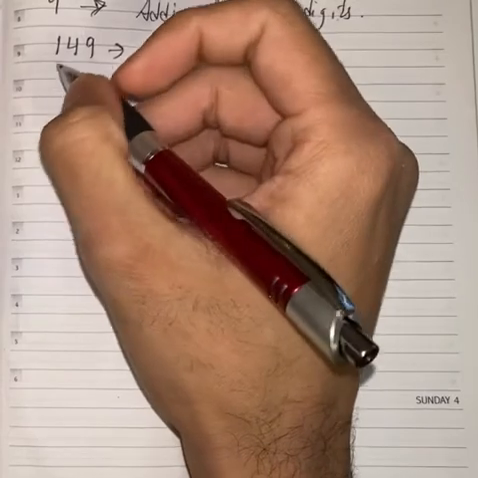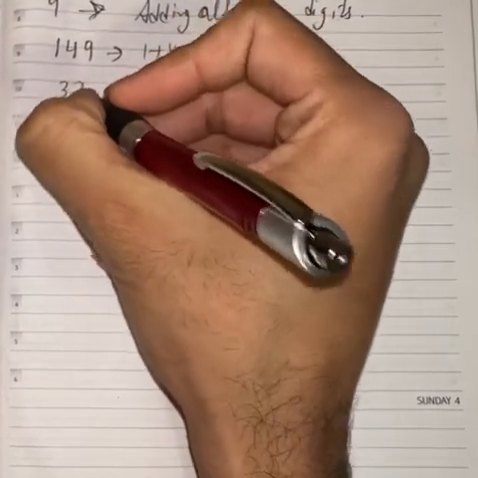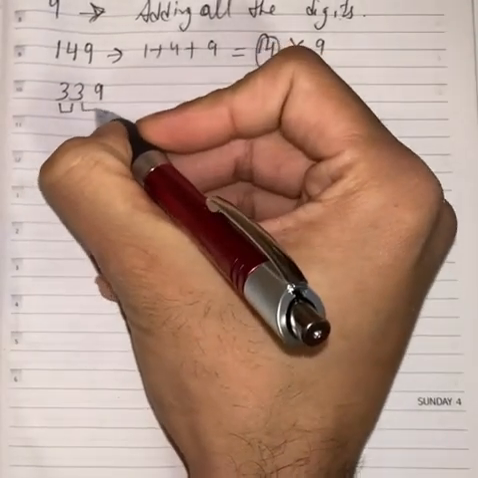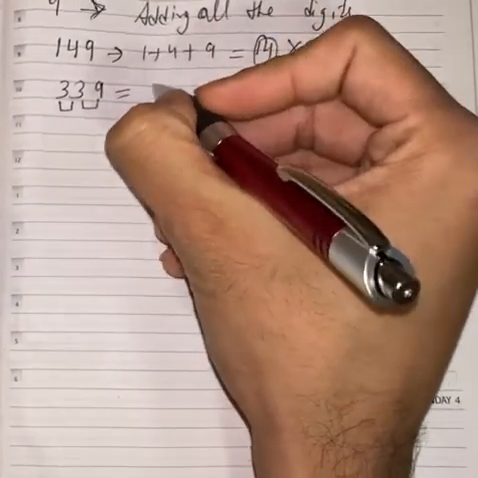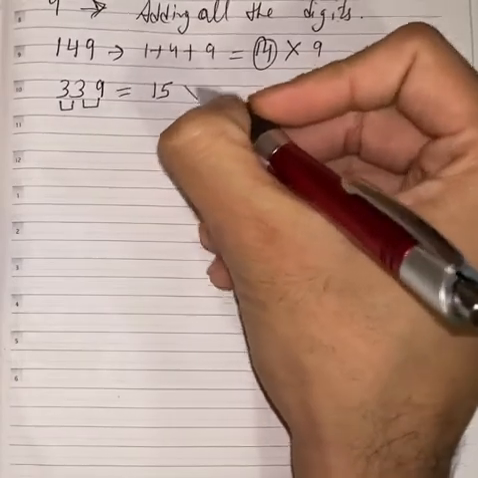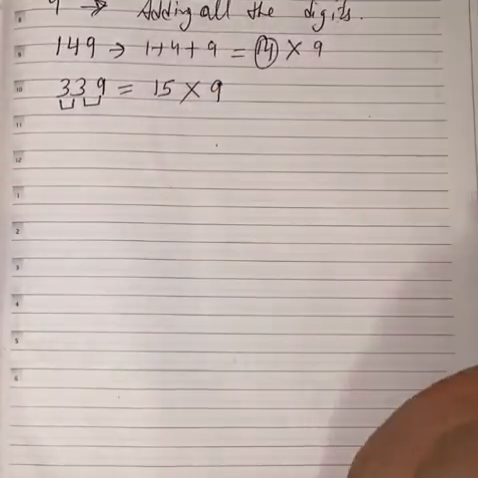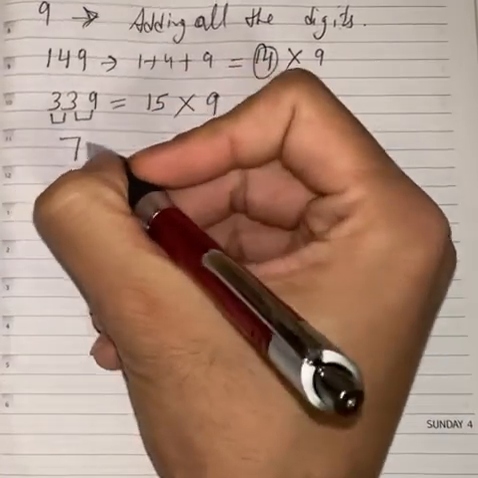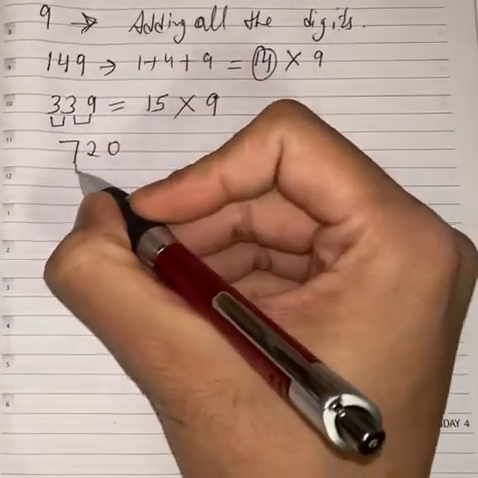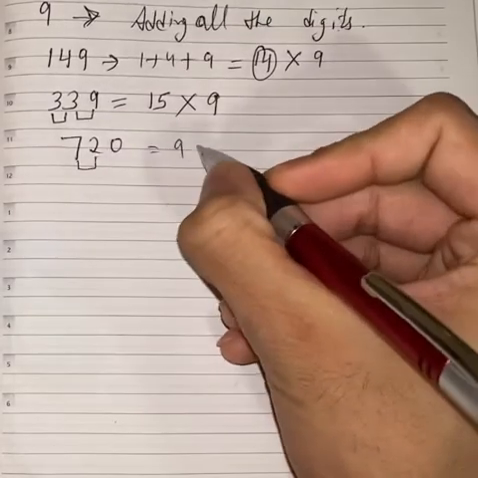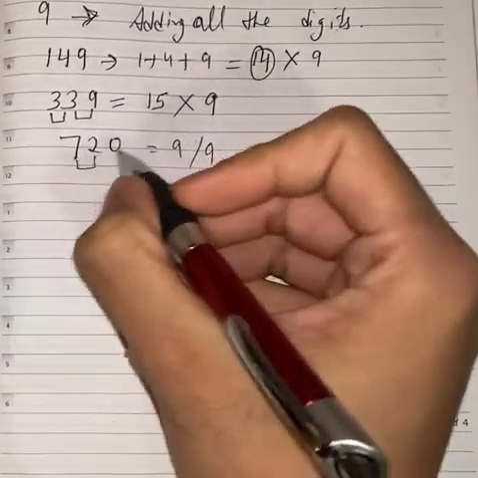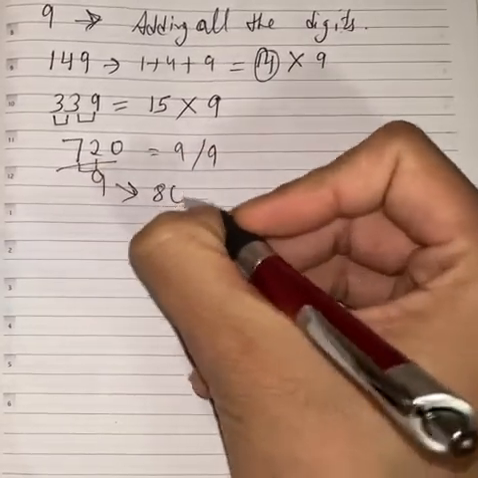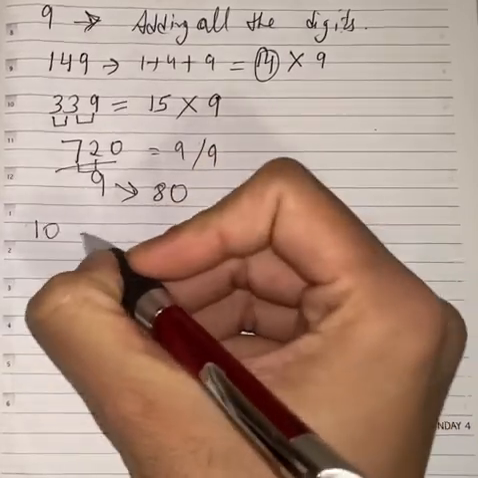So take another example. I take 339. 3 plus 3 is 6. 6 plus 9 is 15. 15 is not divisible by 9, so this number is not divisible by 9. This time I'm taking 720. 7 plus 2 is 9. 9 is divisible by 9, which means this number can be divided by 9. So the number is 80.